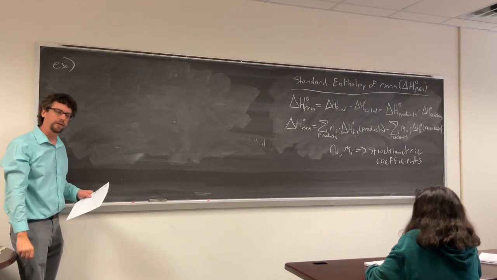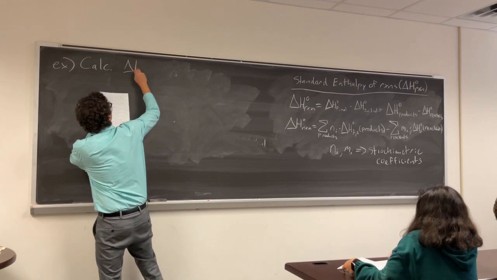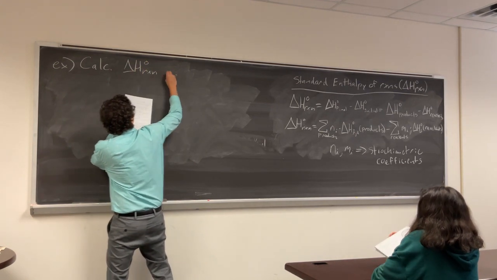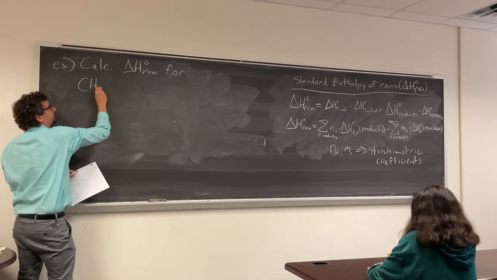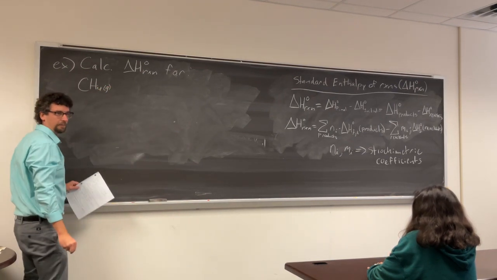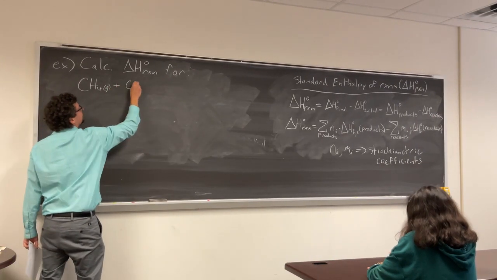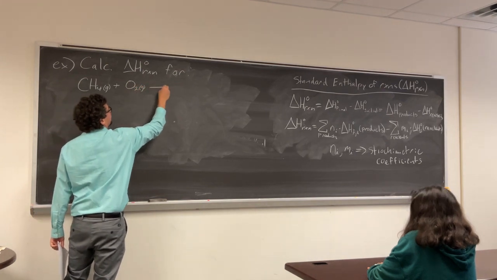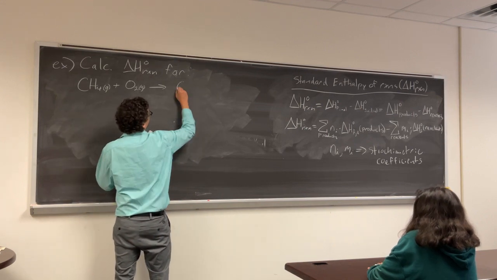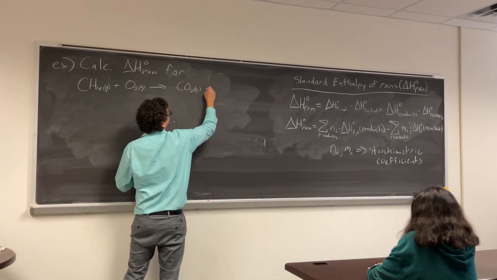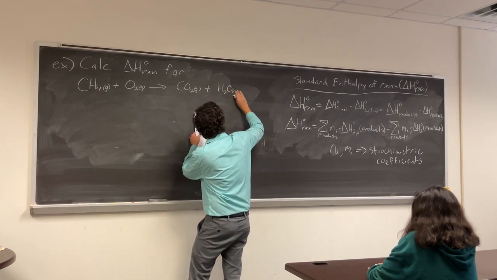Okay, let's look at another reaction. Calculate delta H naught reaction for the combustion of methane. We're talking about a combustion. What are our reactants besides methane? It reacts. What's going to come out the other side for a combustion? Oh, we want that as a liquid.